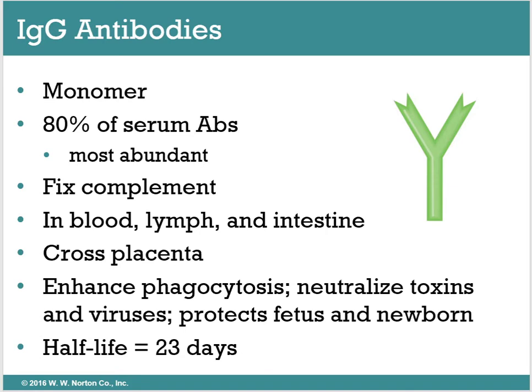So IgG, they're a monomer, meaning that there's only one Y structure. As you see, there's only one. These guys are the most abundant, so you'll find them in a lot of places. So you'll find them in your blood, in your lymphatic system, and then your intestines. Also, the fact that it's so small, it's able to cross the placental barrier, which is very good because that means that if it can cross the placental barrier, it can also aid in protecting the fetus.